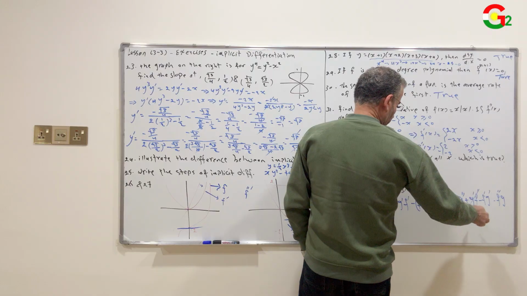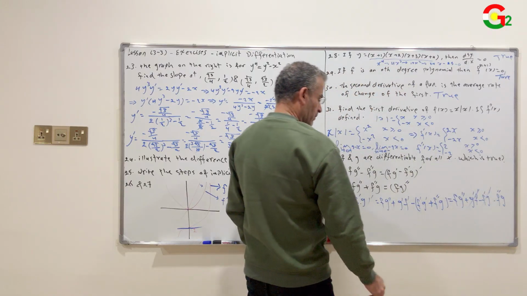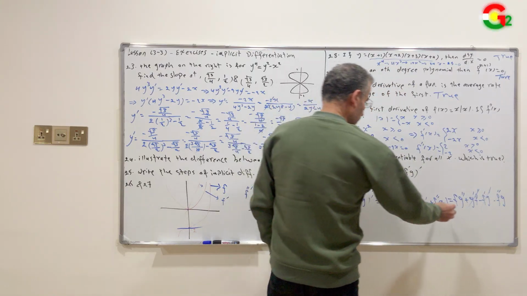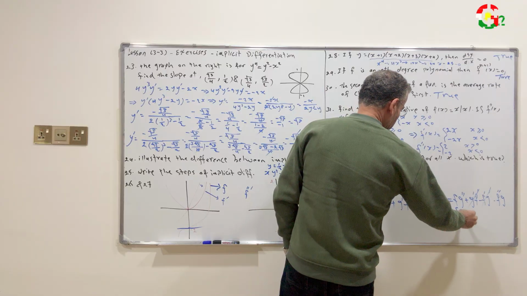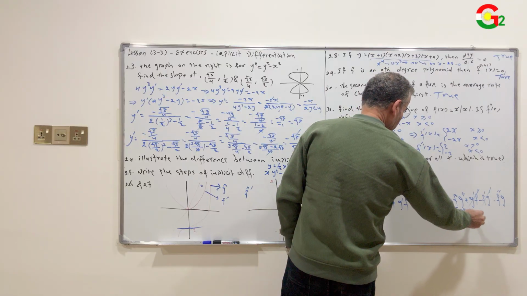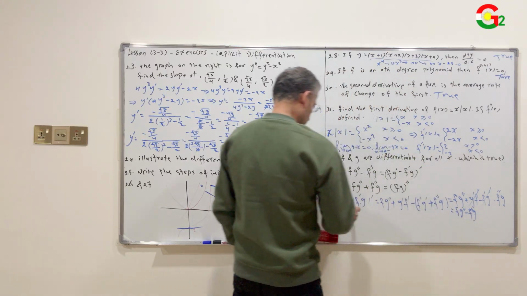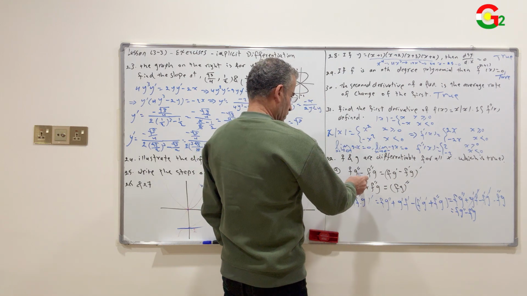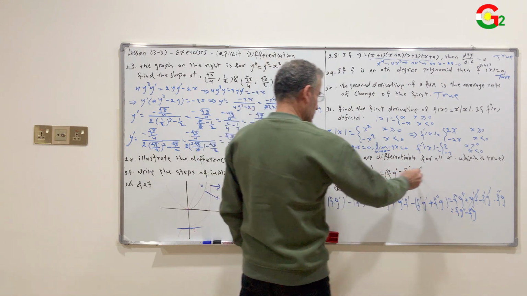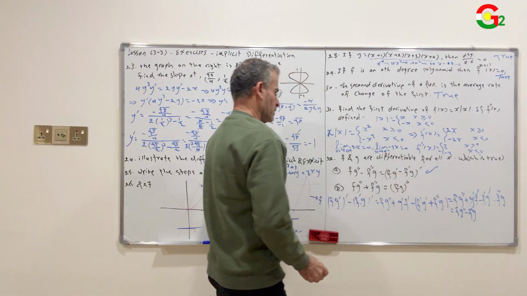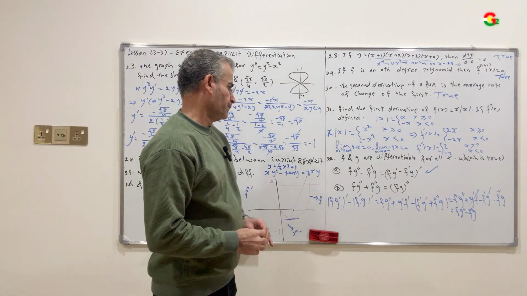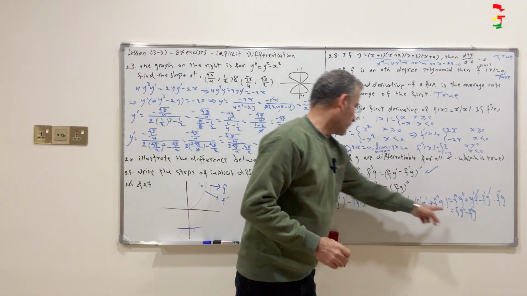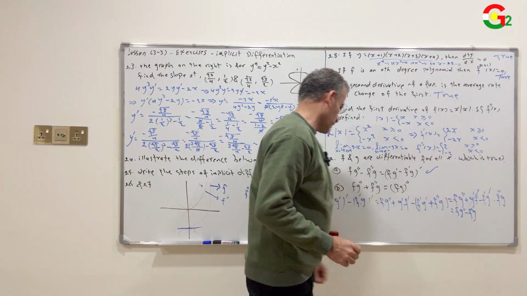Negative f prime g prime with positive f prime g prime, then the answer is f g double prime minus f double prime g, but here also is minus. It is true. This statement is true: f g double prime minus f double prime g.